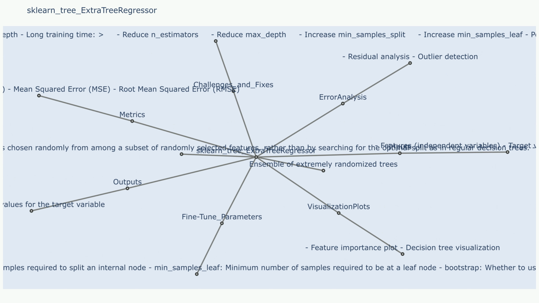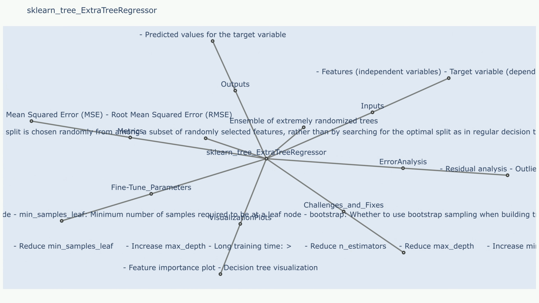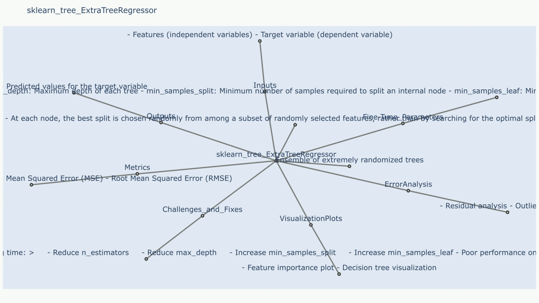Steps: tree construction. Multiple decision trees are constructed using the extremely randomized trees algorithm. For each tree, random subsets of features are selected at each node, and random thresholds are used for splitting the data. Aggregation: predictions from individual trees are aggregated by averaging or voting, depending on the chosen strategy.